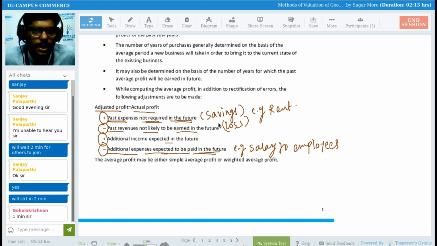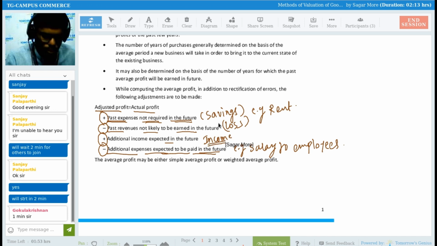For example, Sanjay, you are planning to purchase one imported machine. You are running a factory and you are planning to purchase some imported machine. If you purchase that imported machine, you are expecting to increase your revenue, right? If you purchase some imported machine, that is a machine from USA, then after this machine, I will be having more revenue generation possibility, right? So that is nothing but additional income expected in future. So this is nothing but income in future, and that income in future we have to add, right?